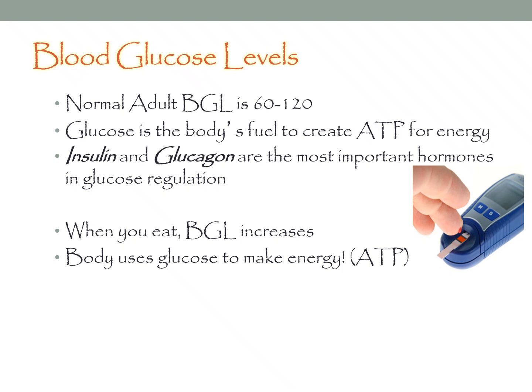So let's talk about blood glucose levels for a moment. The normal adult blood glucose level is roughly around 60 to 120. And remember, glucose is the body's fuel. Glucose is simply sugar, right? And sugar is needed to create energy. And remember back in biology, you learned about ATP, adenosine triphosphate, which is energy production. So remember that insulin and glucagon work in tandem to regulate blood glucose levels.